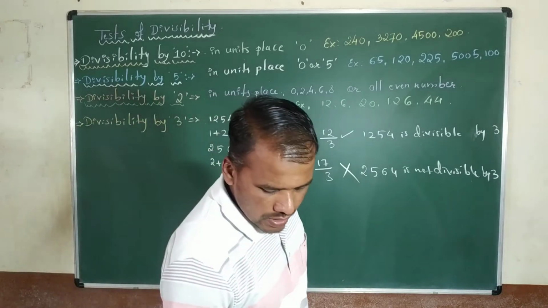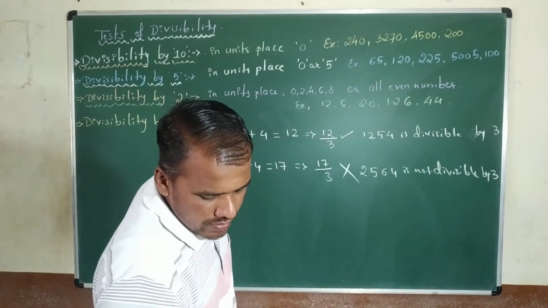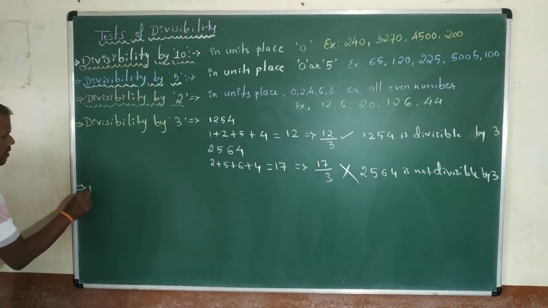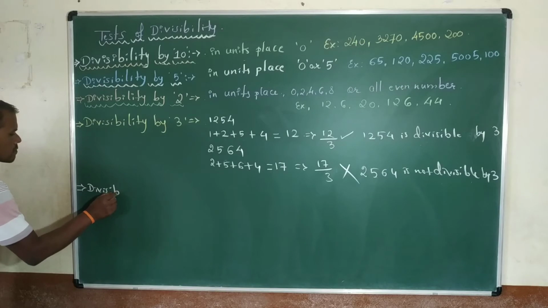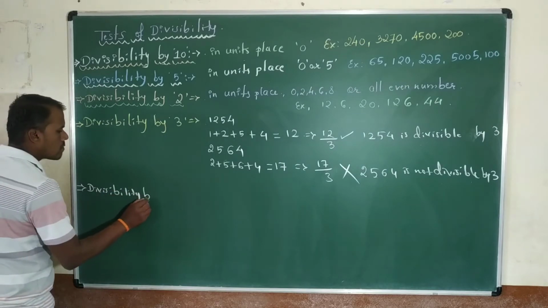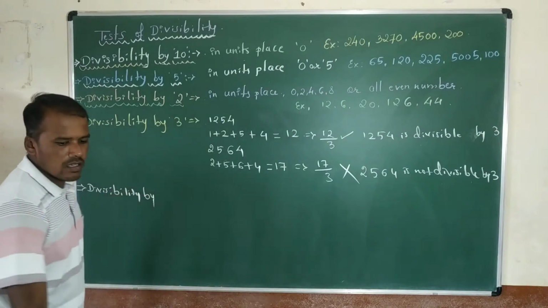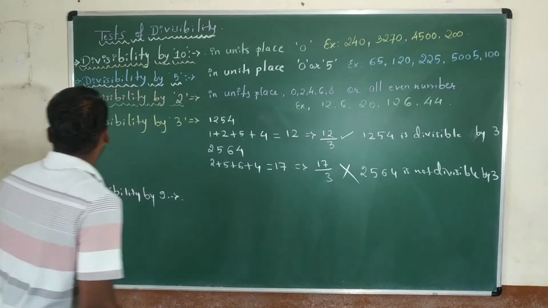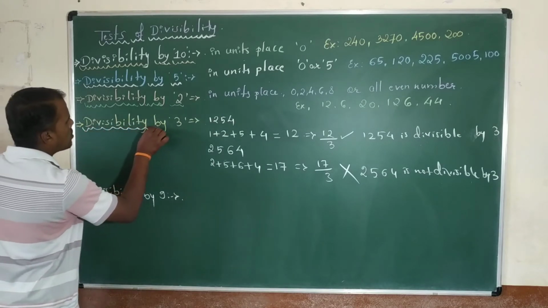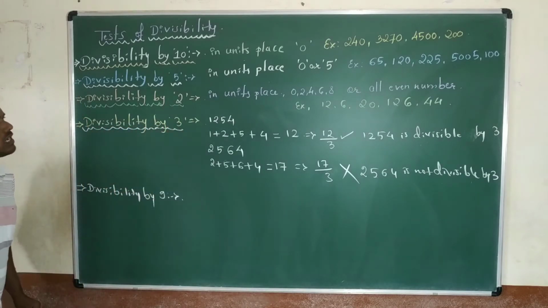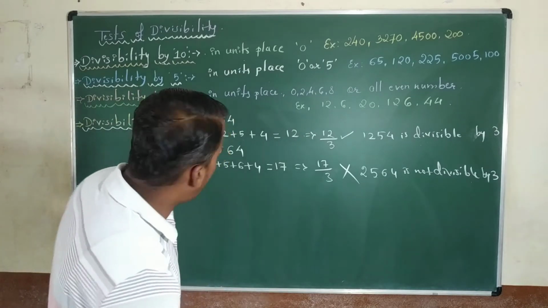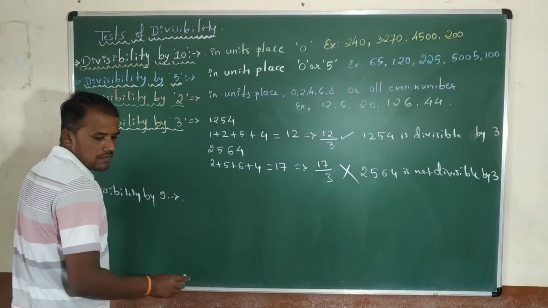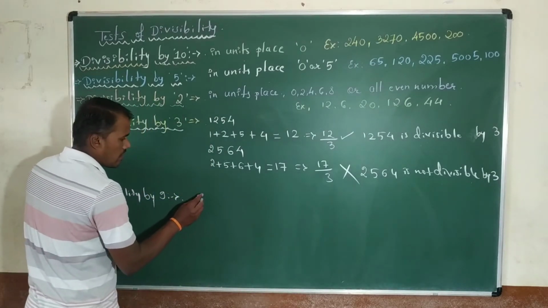Now we are going to study divisibility by 9. Divisibility by 9 is the same as divisibility by 3. Okay. In divisibility by 9, the same concept follows as we used in divisibility by 3. For example, we check with an example.